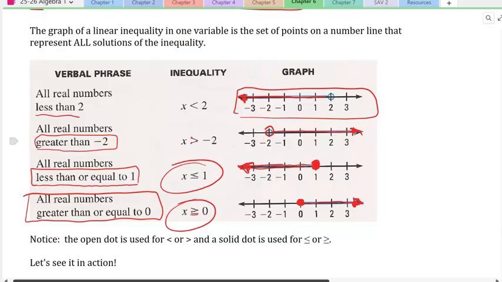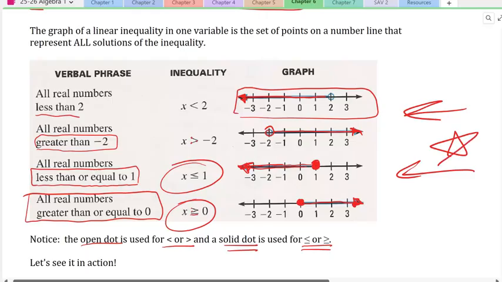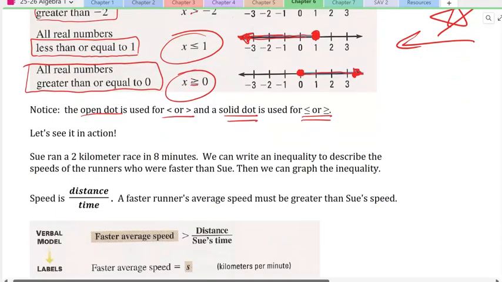So again, remember, the open dot is used for less than or greater than, the solid dot is used for less than or equal to or greater than or equal to. So keep those things in mind. Write all this down in your notes. If you haven't copied all this down, stop the video and do it now. This is really important stuff. All right. Now let's see this stuff in action.